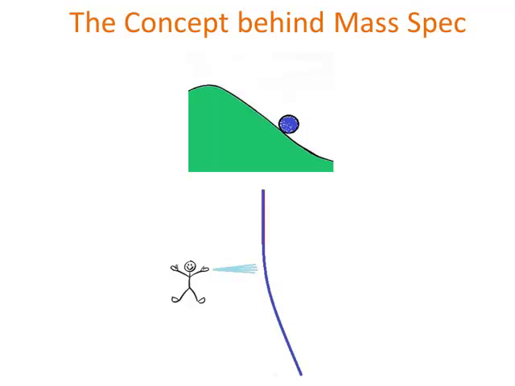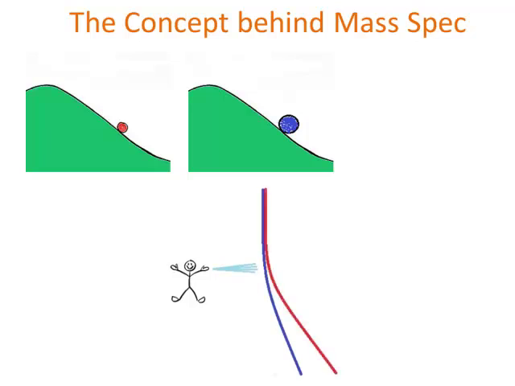What if you do the same thing, except this time your buddy rolls a tiny bouncy ball down the hill? Will this ball's path be affected more, less, or exactly the same as the larger bowling ball? The tiny bouncy ball will deflect much more. The same water pressure will have a greater effect on the lighter ball.